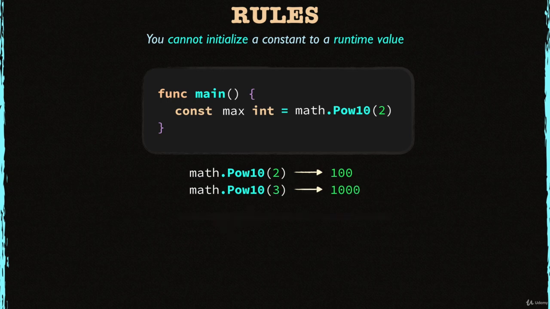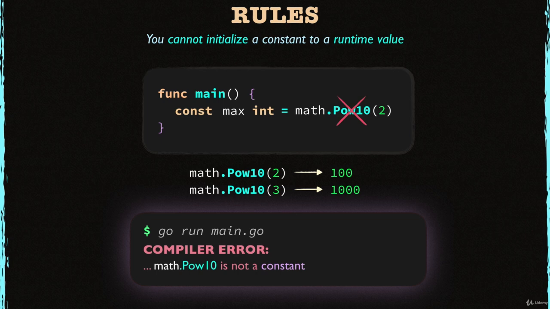Alright, let's run it now. As expected, there's an error. It says that Pow10 is not a constant. Why? This is because function calls happen at runtime, but a constant belongs to the compile time. So you cannot initialize a constant using a function. By the way, there is an exception to this rule. I'm going to explain it in the last example.